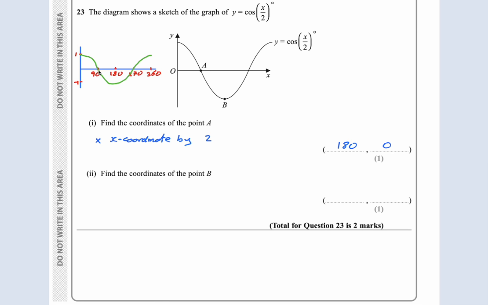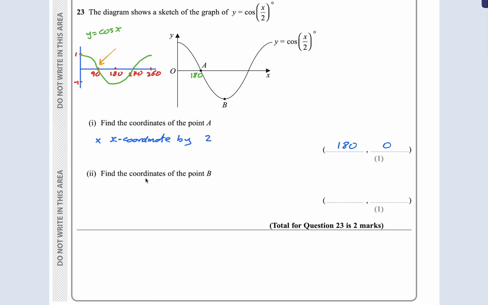So what happens is this 90, this was originally our A here. This would be the A for y equals cos x. So this is just y equals cos x. And when we multiply this coordinate by 2, we get 180. So this has to be 180.